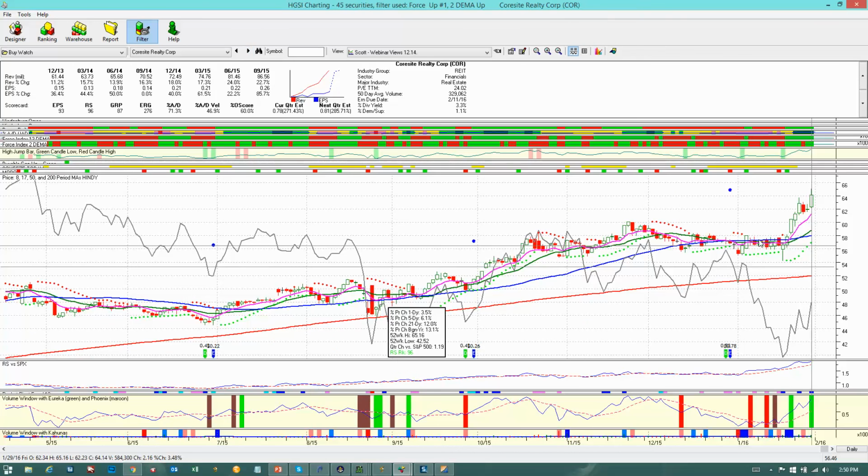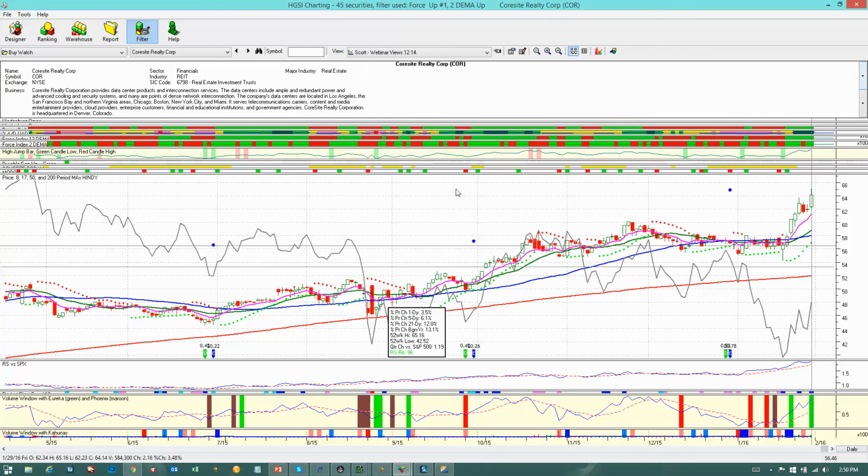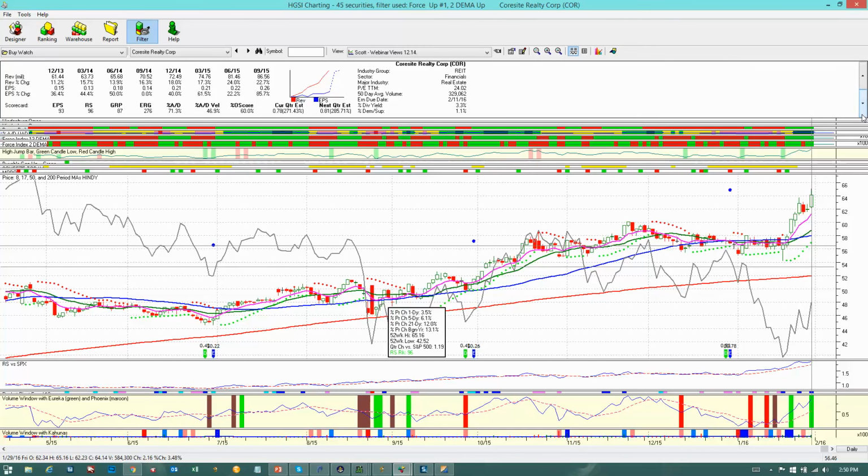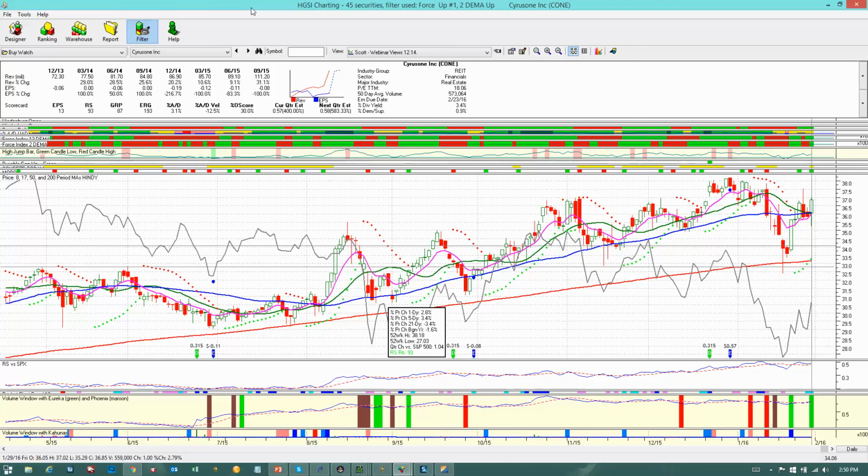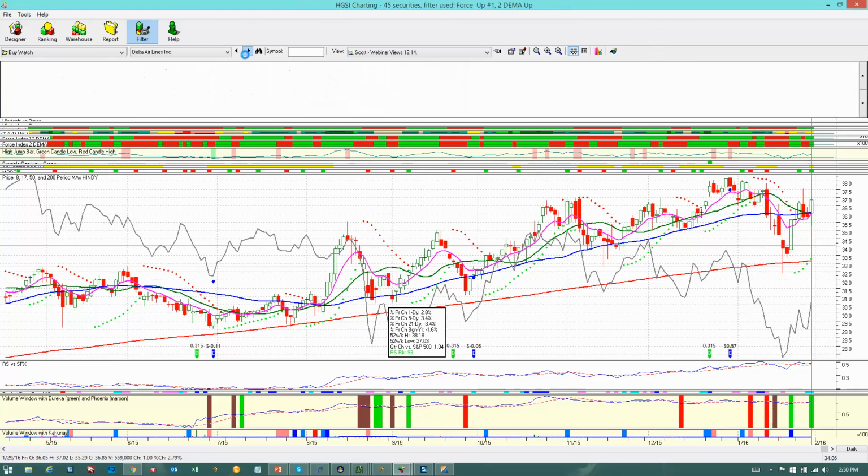CoreSite Realty broke out. This is one that's like CONE that I presented before, because these are data centers. And the data centers, there's Digital Realty, there's Core, there's CyrusOne, all have similar patterns, pay a nice dividend, a nice growth story, and they'll probably grow as the cloud grows. Here's CONE. We've talked about this one before. Choppy, but an overall uptrend, pays a 3.4% dividend as well.